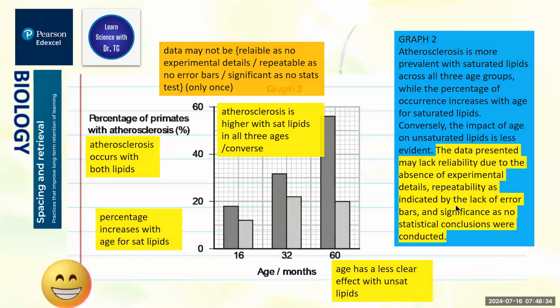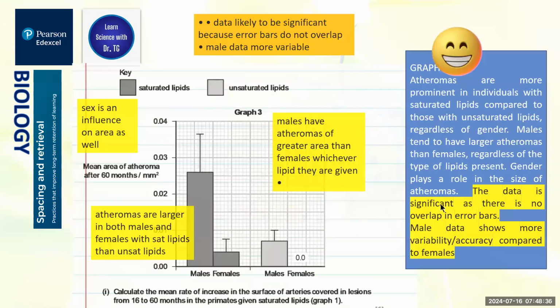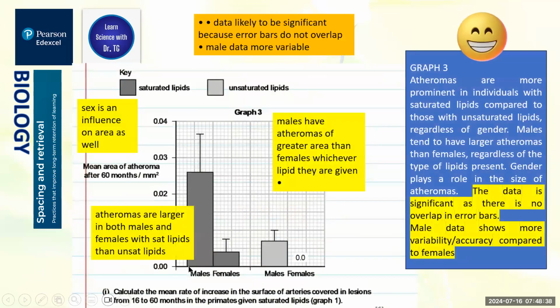The last, we have a graph with the statistic on it now, the male and female, and mean area of atheromas. Okay. Atheromas are larger in both males and females with the saturated lipids. So the dark gray bars here compared to this one.